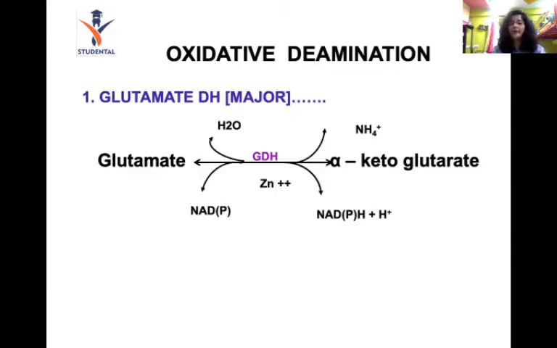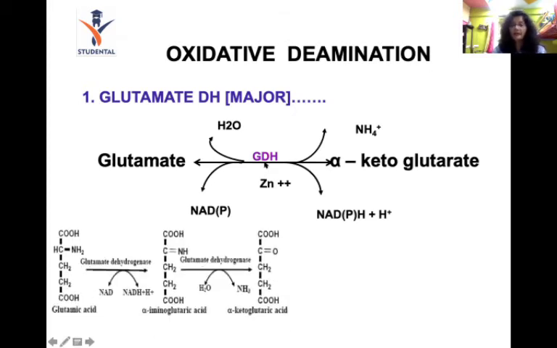Glutamate dehydrogenase is the major enzyme for oxidative deamination. Mostly it is a mitochondrial enzyme and it is a zinc-dependent enzyme. Now you can see this is a one-step reaction: glutamate, in the presence of glutamate dehydrogenase, loses an ammonium ion and is converted into alpha ketoglutarate. But this enzyme needs a coenzyme. The specialty of this enzyme is that it can use NAD or NADP, both.